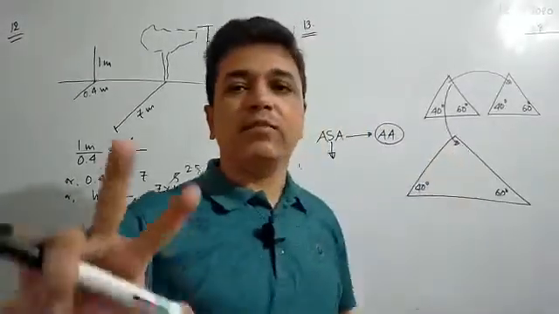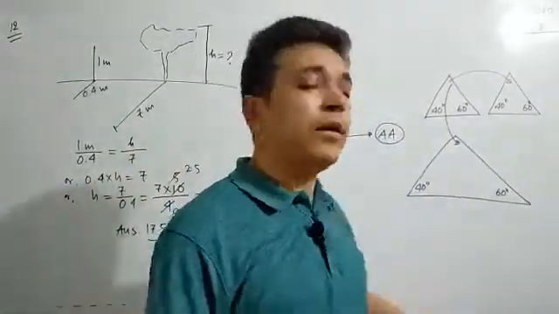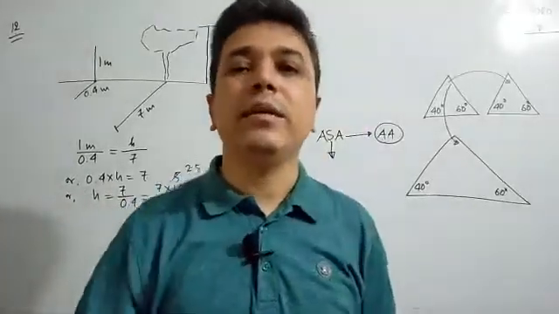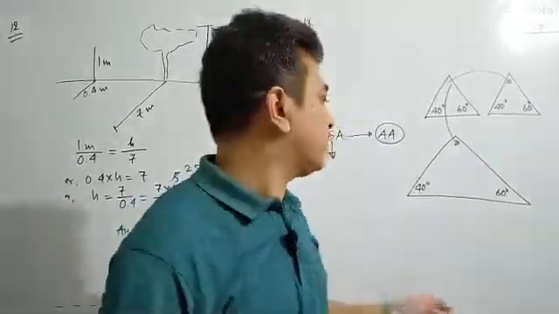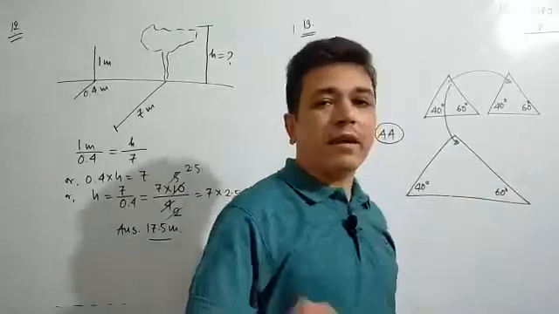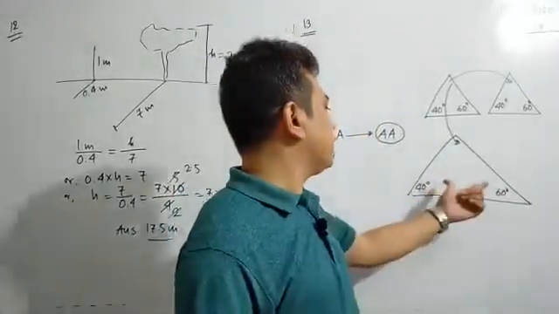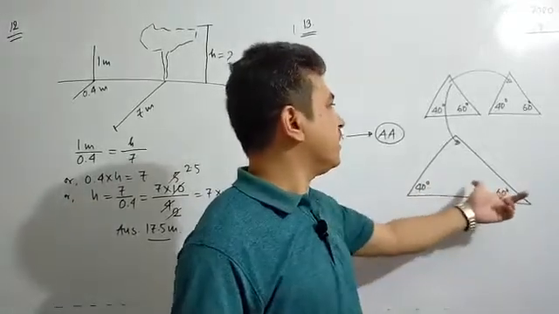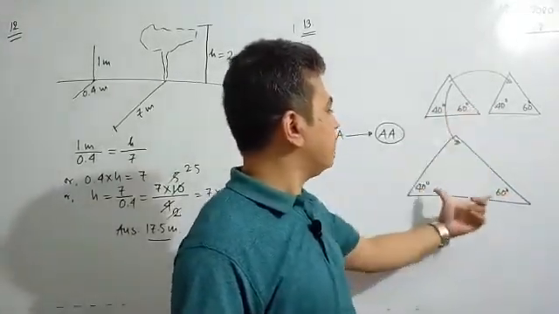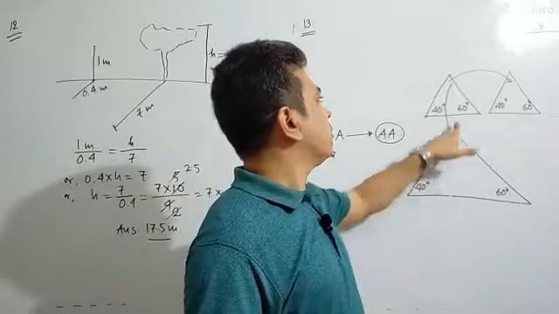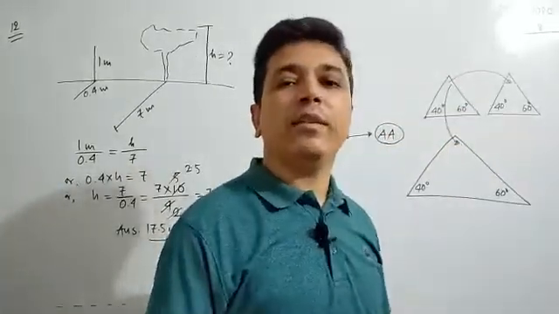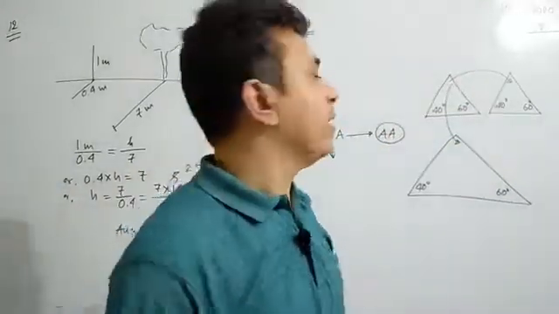Okay, if we get these two angles equal, automatically we can get the third angle also equal. It's very simple, because the sum of three angles is equal to 180 degree. So this angle is equal to its corresponding angle, so we can say this angle must be equal. Otherwise there is no way. Okay, it is not possible.